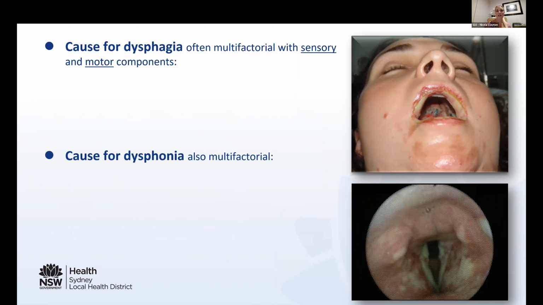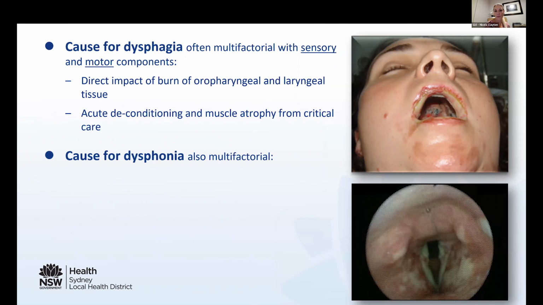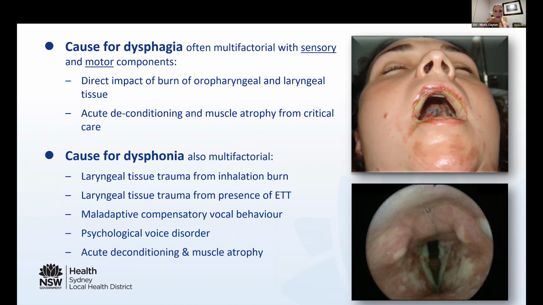So what are the causes for dysphagia? It's often multifactorial with sensory and motor components, and this can be as a result of direct impact of the burn on the oropharyngeal and laryngeal tissue, as well as being from acute deconditioning, muscle atrophy as a result of their critical care stay.